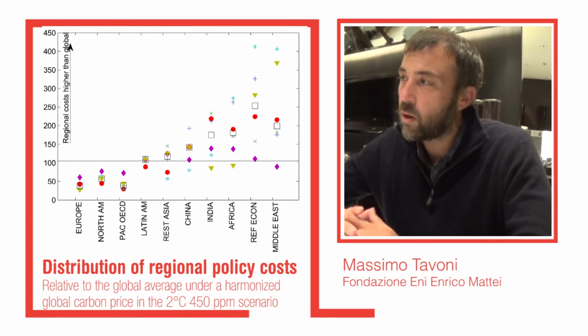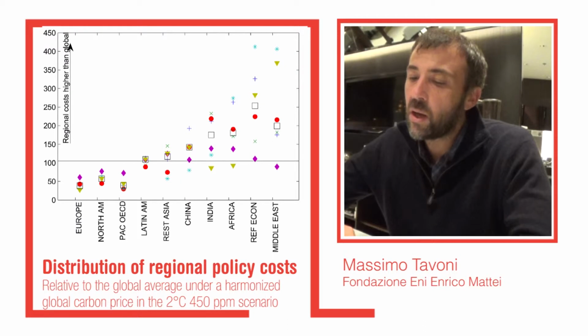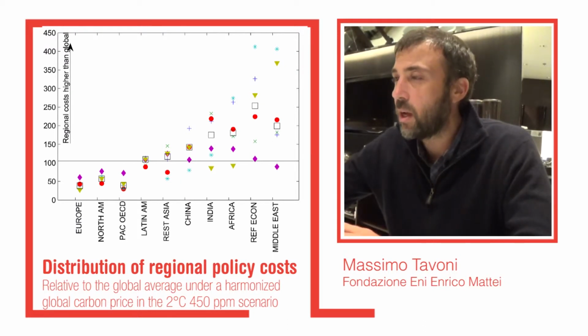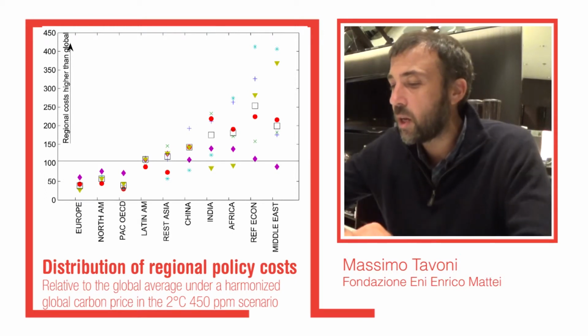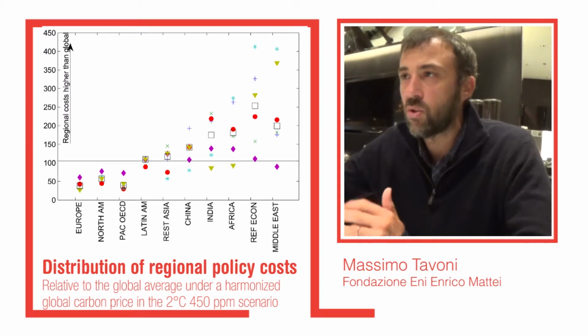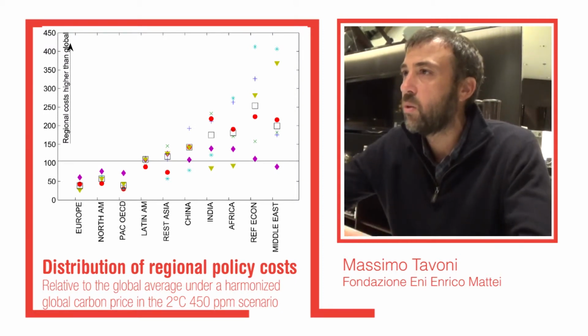OECD countries would bear costs which would be lower than the global average. A series of developing economies that you see here in the middle would have costs roughly equal or slightly above the global average, here indicated by this line at 100. And some countries, most notably the energy exporting countries, would face costs which are higher. This chart is clearly pointing to an inequality.